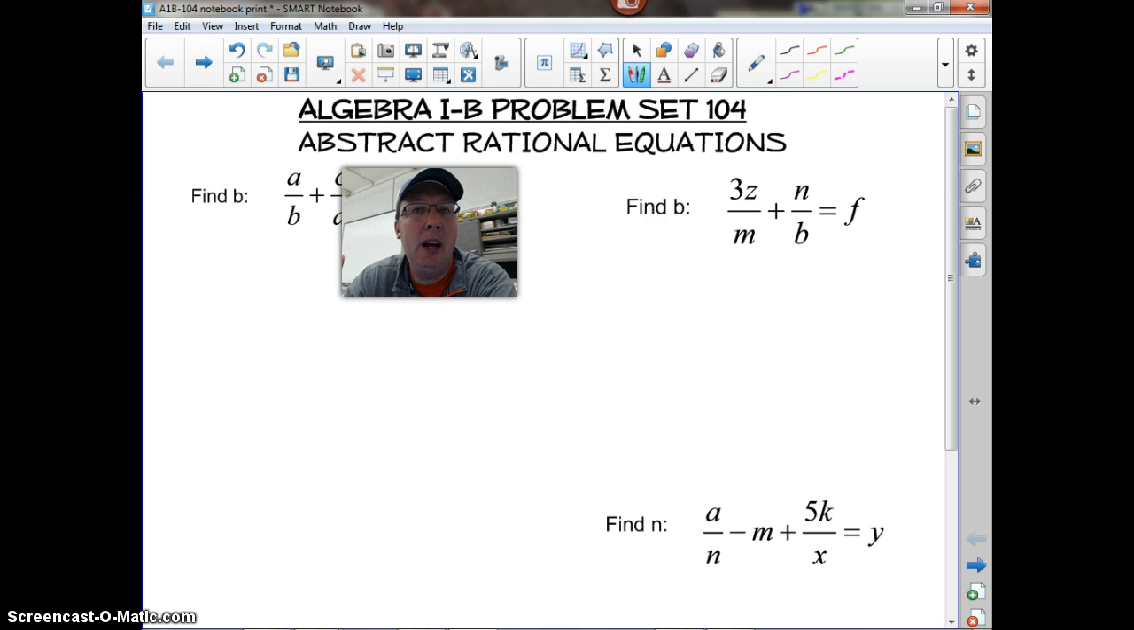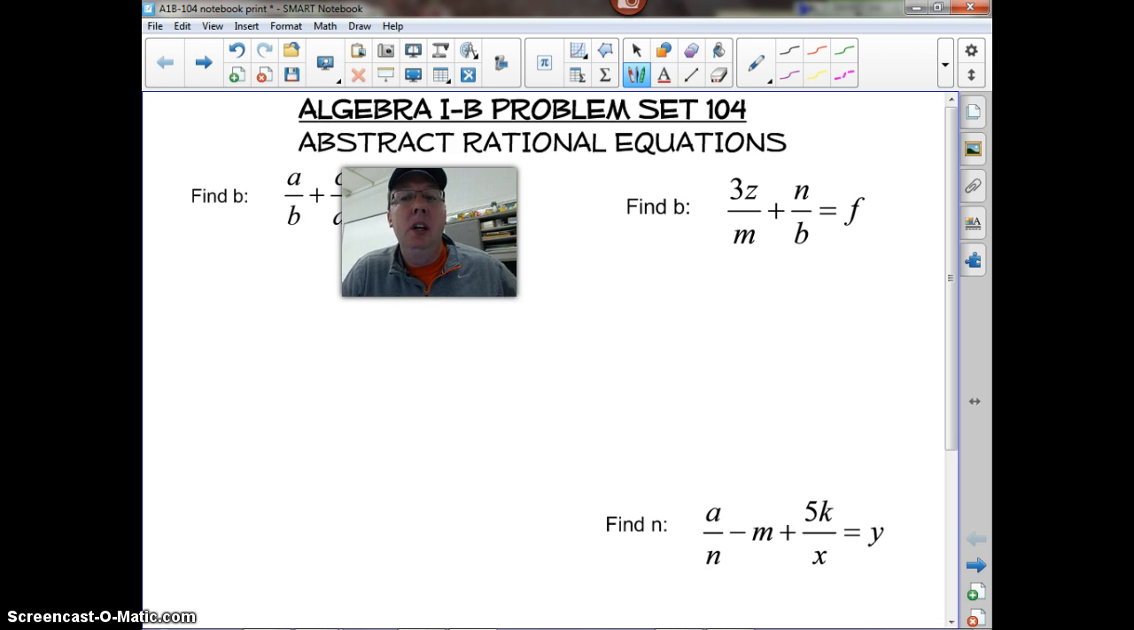So kind of think about abstract art. It's not a real clear picture of something. It's kind of distorted, kind of twisted. That's what these problems are going to look like. Our final solution will solve for one letter, but our final answer is going to have a bunch of other letters mixed in there. Okay?